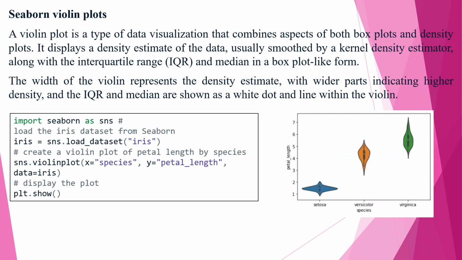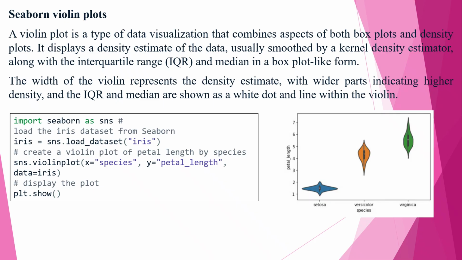A violin plot in Seaborn is a type of visualization that combines features of both a box plot and a density plot. It not only shows summary statistics like the mean and interquartile range, but also displays the distribution of the data in a smooth and continuous form. The shape of the plot looks like a violin, where the width at different points represents how densely the data is distributed at those values.